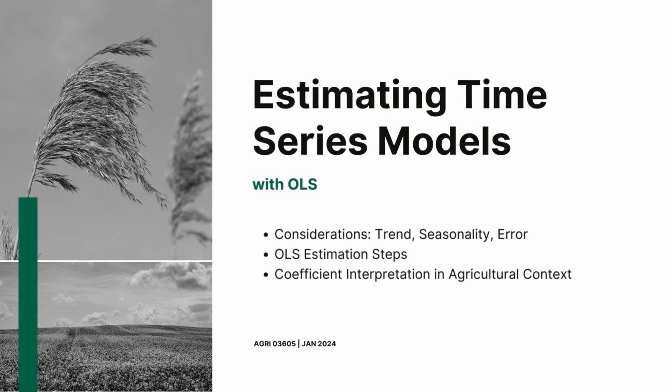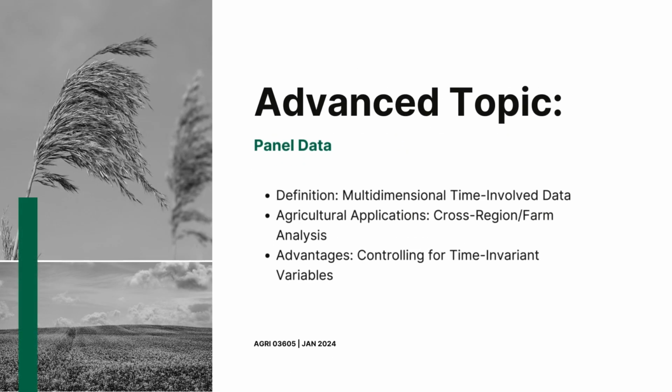When we use OLS in time series models, we must consider trend component, seasonality, and error components. The estimation process follows typical regression analysis, but interpretation requires a focus on how these time-based components affect our agricultural variables. Panel data is a more complex form of time series data, involving measurements over time across different entities like various farms or regions. It's powerful in agriculture for analyzing wide-spanning data while controlling for variables that are constant over time but vary across entities.